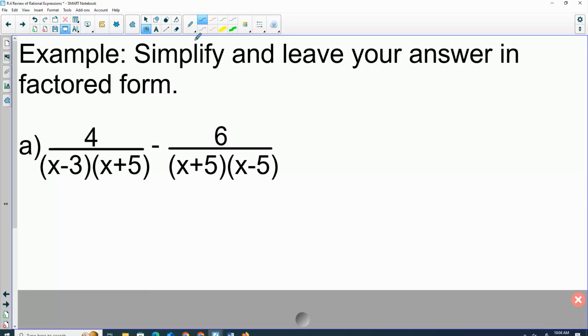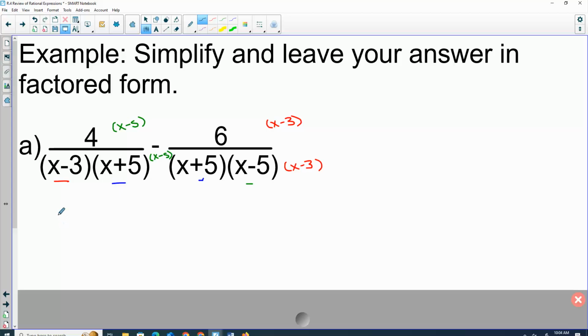So this one has an x minus 3. Does the second fraction have it? No, so we'll multiply by x minus 3 on top and bottom. Okay, next we have an x plus 5, but the second fraction already has that, so we're good. What does the second one have that the first needs? Okay, so I'm going to multiply by x minus 5 on top and bottom.